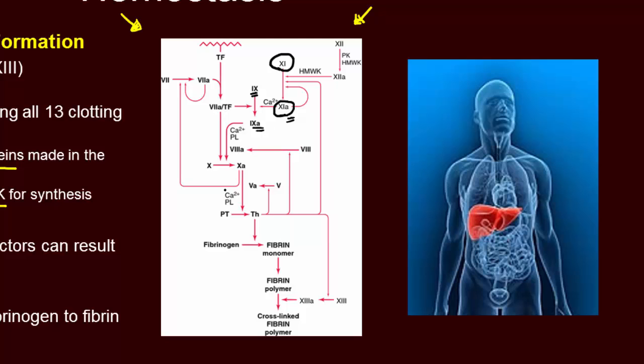We can see here also that calcium is very important. Calcium is used as one of these 13 clotting factors as well. So having a diet rich in calcium and a functional liver is important to this process. This is an extremely complex process.